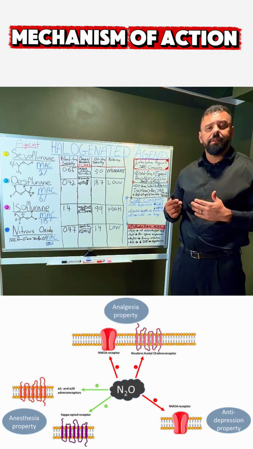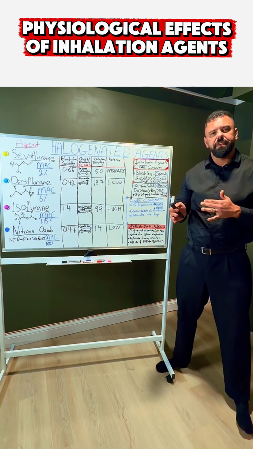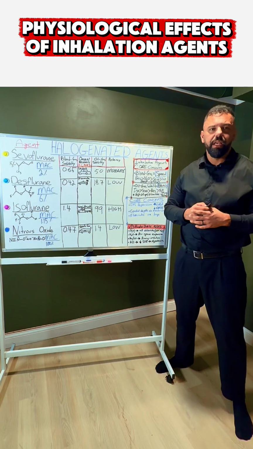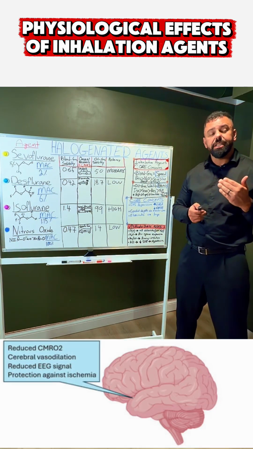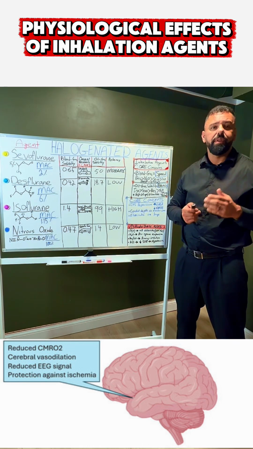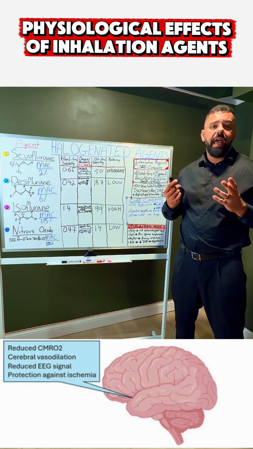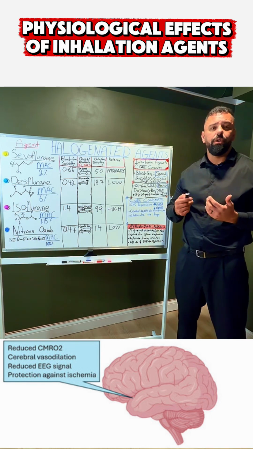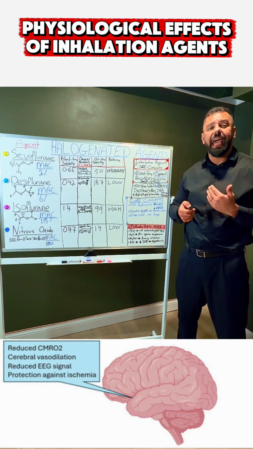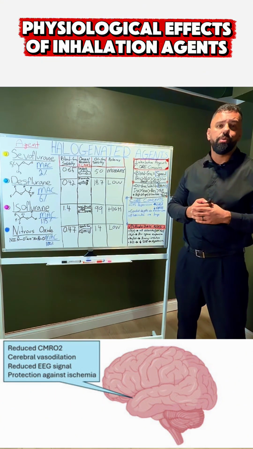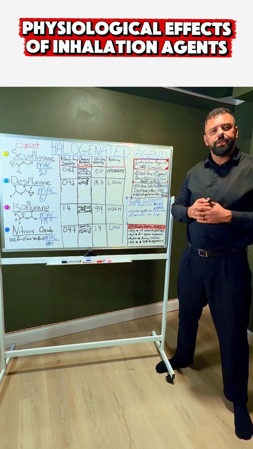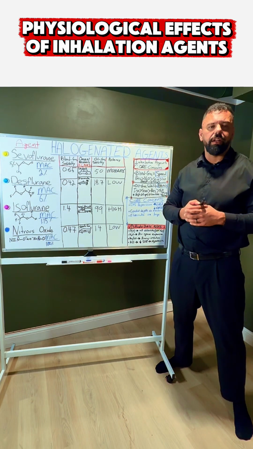Now let's talk through some of the physiological effects of each of the agents, starting with the central nervous system. So these agents reduce the cerebral metabolic rate. However, some agents like sevoflurane and isoflurane can actually increase cerebral blood flow, which may increase intracranial pressure in certain patients. So this is something you need to be aware of clinically.